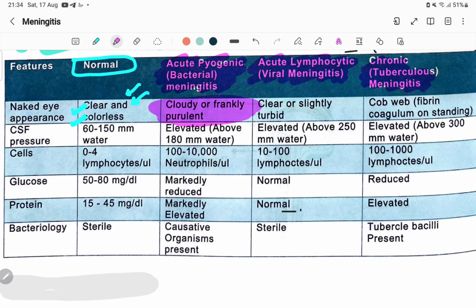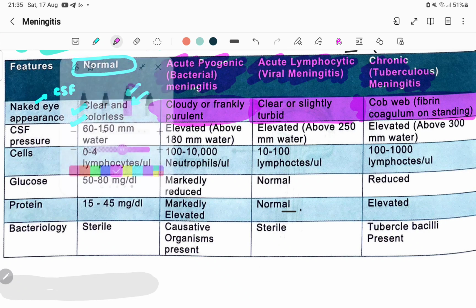In viral meningitis, it may be clear or slightly turbid. Remember, you can consider it mostly clear. And in chronic tuberculous meningitis, we have a cobweb, that is a fibrin coagulum on standing, a cobweb appearance. Importantly, if this fibrin word is not given, don't ever jump to the diagnosis of chronic tuberculous meningitis.